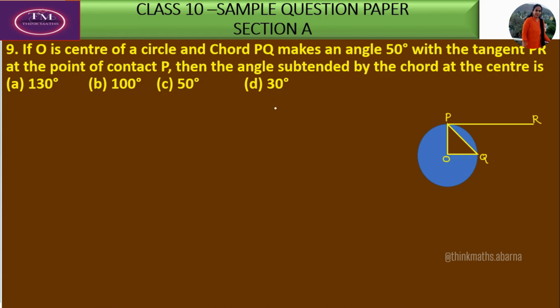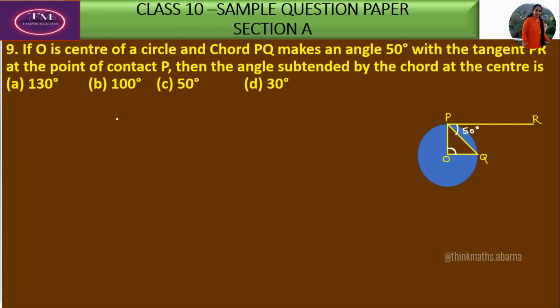Here what is given here? If O is the center of the circle and PQ makes an angle 50 degree with the tangent PR. So this makes an angle 50 degree. So this is a given. They are asking angle subtended by the chord at the center. So this is the value needed, angle POQ. This is the angle subtended by the chord at the center.